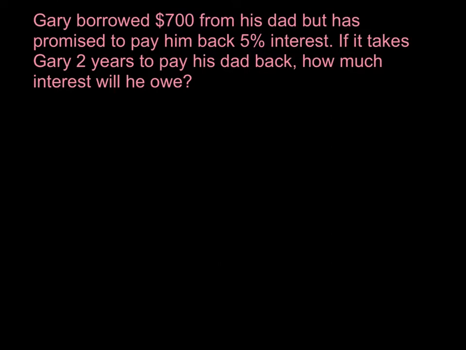All right, so Gary borrowed $700 from his dad, but has promised to pay him back, including 5% interest, okay? So you have to understand that when somebody borrows money, this isn't about you making a decision to say, oh, I'm going to take the $700 and then I'm just going to pay back 5% interest, okay? You're actually paying back the $700 and 5% interest, okay?